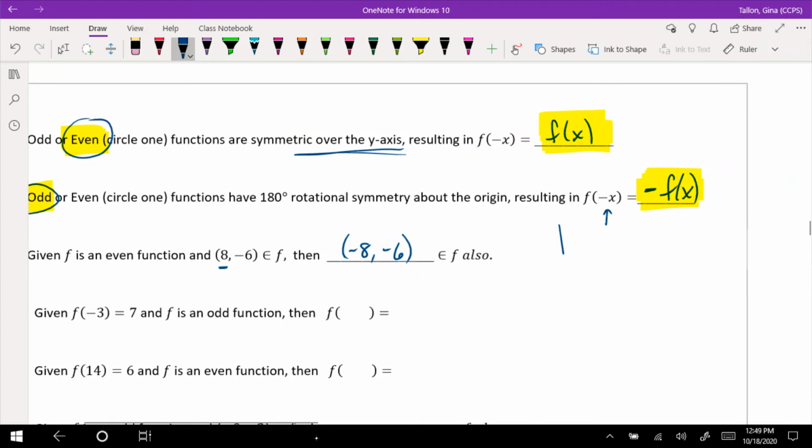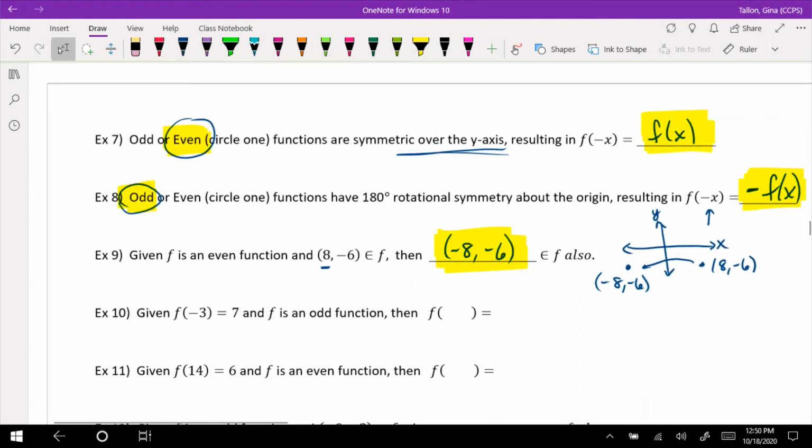And let's just look at it quickly, graphically. This is my x-axis, this is my y-axis. The point 8, -6 would be over here someplace, 8, -6. And if you're going to have line symmetry over the y-axis, because you know you have an even function, you toss it over here and you end up getting -8, -6. So graphically you can identify it for yourself as well. All right, -8, -6 is right here.